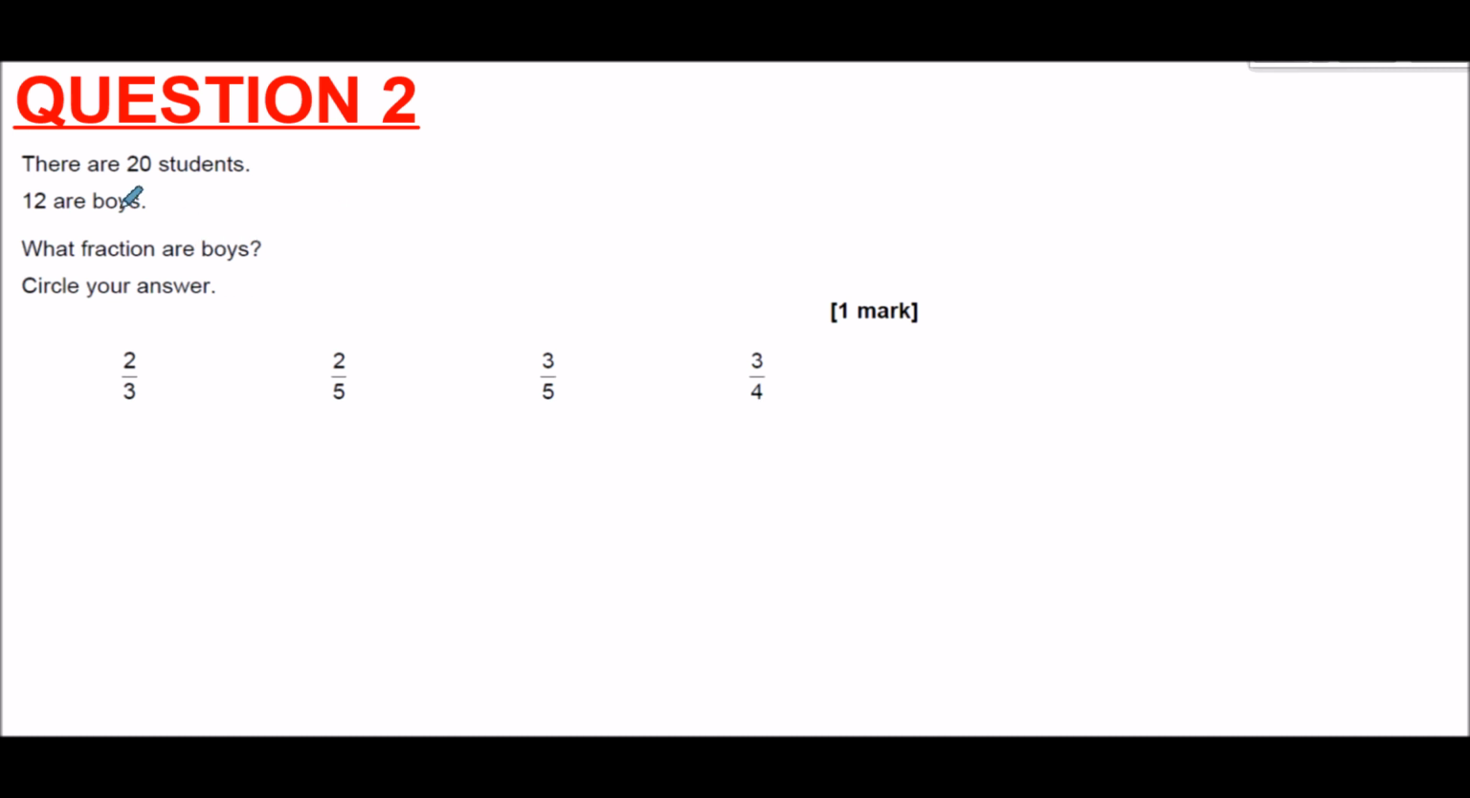Question 2. There are 20 students altogether, 12 of which are boys. What fraction are boys? Well, if 12 are boys and there's 20 students, we can say 12 out of the 20 students were boys. Or are boys. So in the same way, if you had a test at school and you got 12 out of 20, how would your teacher write that?